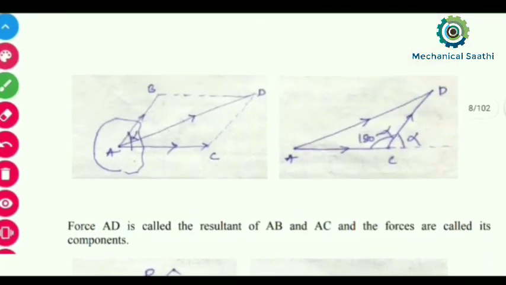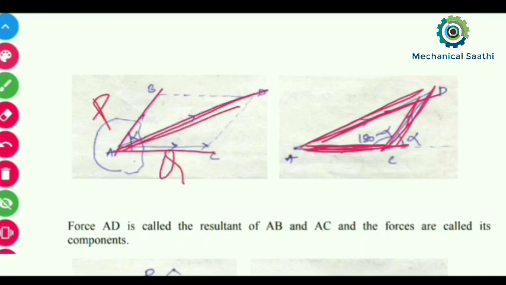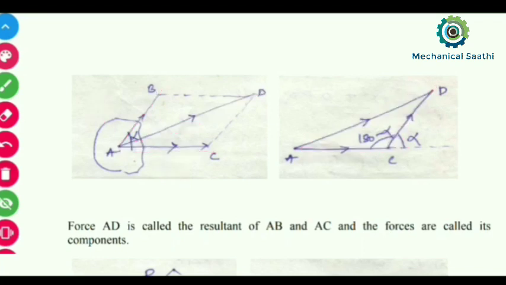Let us move towards the next and try to calculate the value of this AD. We know the magnitude of this one and this one. If we know the magnitude of these two forces, that is AC and AB, then how can we calculate the value of this resultant force? Let this be P and this be Q, or any constant magnitude. Then we need to calculate the value of this resultant force, AD. For that, we need to construct something, so let us first do that.